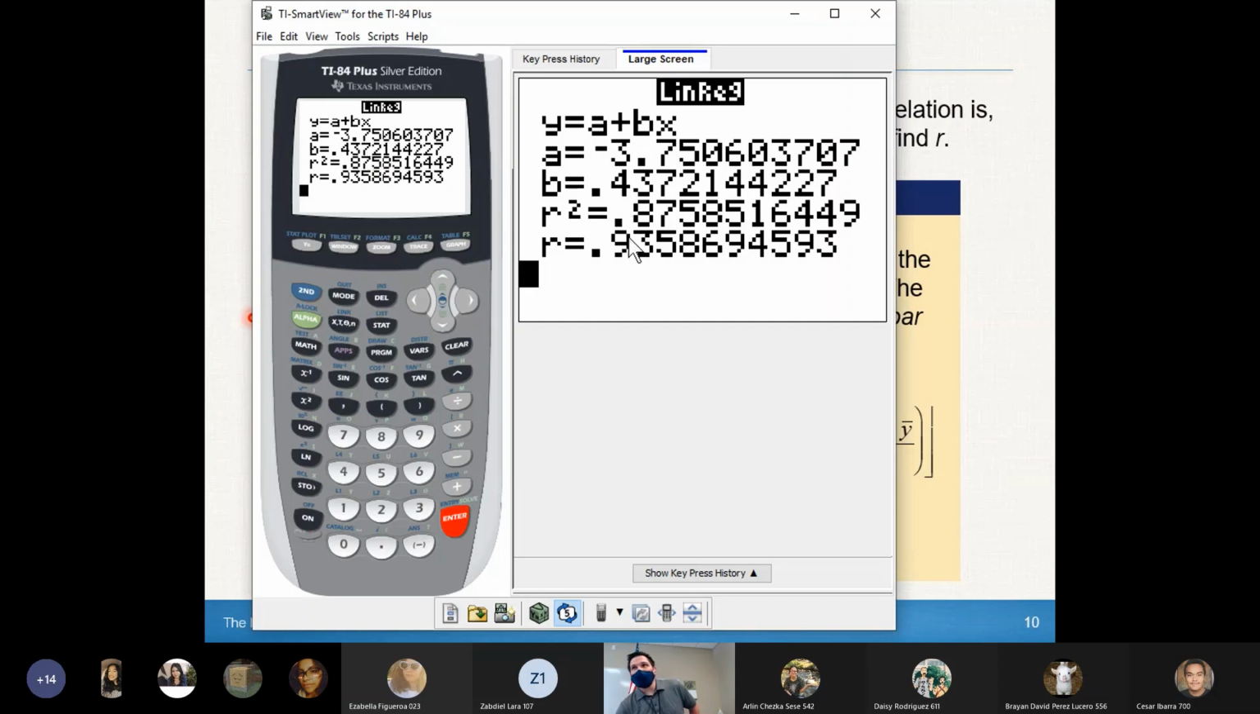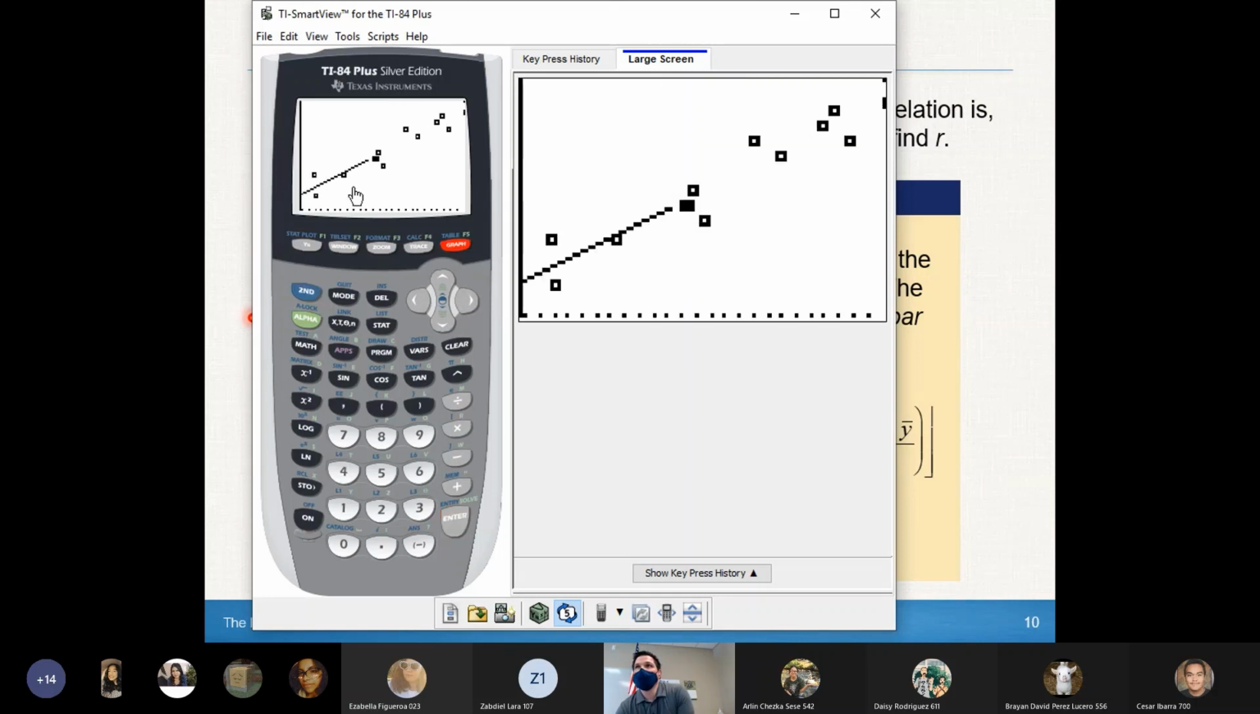But here's r, which is the thing that we don't want to calculate by hand. So as long as we put in the lists, we can use the linear regression to find r. And that saves us time. We can also look at the scatter plot with the line of best fit going through it. All right, so that's my brief calculator interlude.